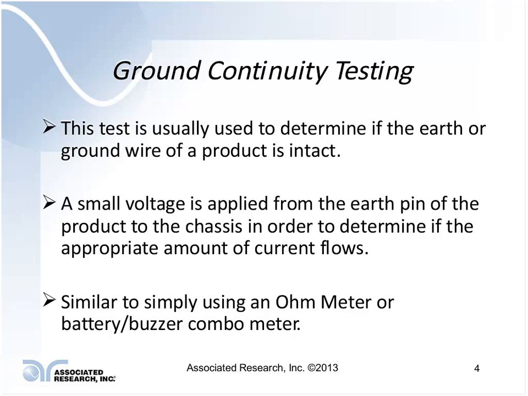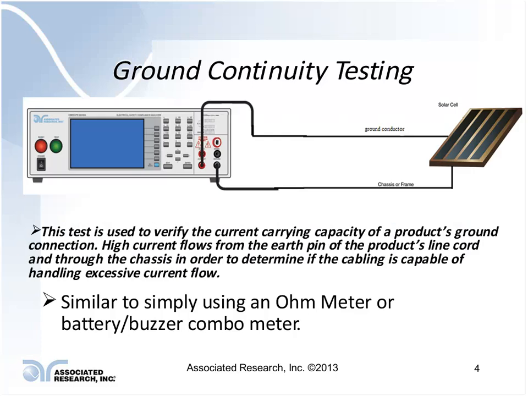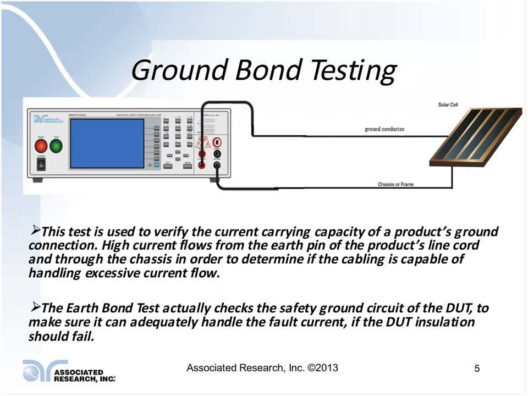So when I say ground continuity, that's what I'm talking about. Ground bond, I'm talking about actually loading down the circuit. And I know in the solar standard, what they call ground continuity is what we call ground bond. So just to clarify, anytime you're dealing with a higher current, anything over like ½ amp, I would consider to be a bonding test. So this is a test that's used to verify the current carrying capacity of a product's ground connection. A continuity test isn't going to do that for you.